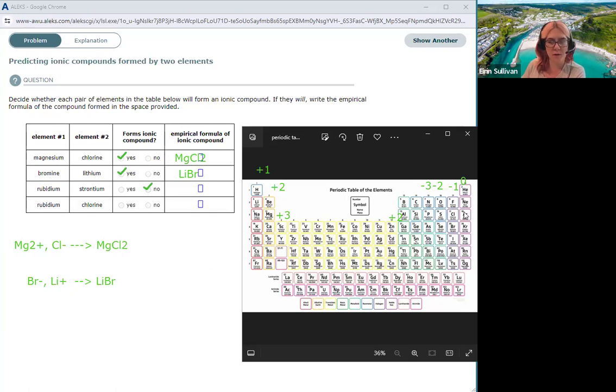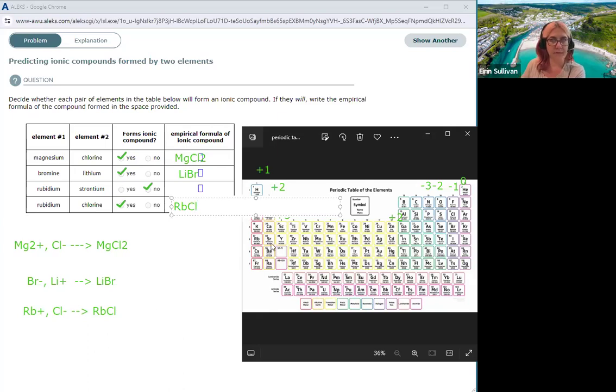And then finally, rubidium and chlorine. Rubidium's in group 1, chlorine's in group 17. So rubidium will form the rubidium +1 cation. Chlorine will form the Cl- the chloride ion, and they'll balance each other out in a 1-to-1 ratio. So rubidium chloride would look a little something like this. So yes, that is ionic, a metal and a non-metal, and the ratio that will balance out will be 1-to-1.